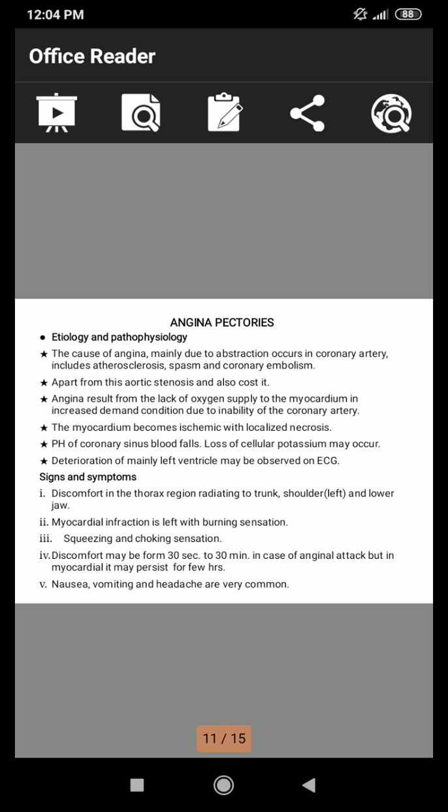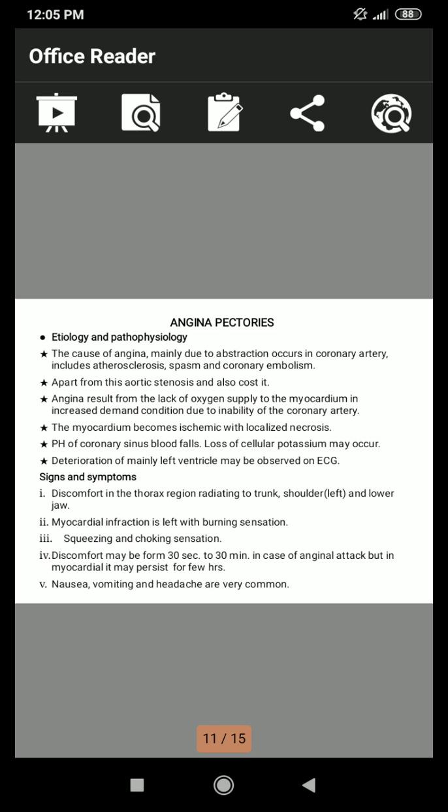First is discomfort in the thorax region, radiating to the trunk and shoulder, the left shoulder, and lower jaw. Second is a burning sensation in the left chest. Then a squeezing and choking sensation. Discomfort may last from 30 seconds to 30 minutes in case of an anginal attack, but in myocardial infarction it may persist for a few hours. And last, nausea, vomiting and headache are very common.